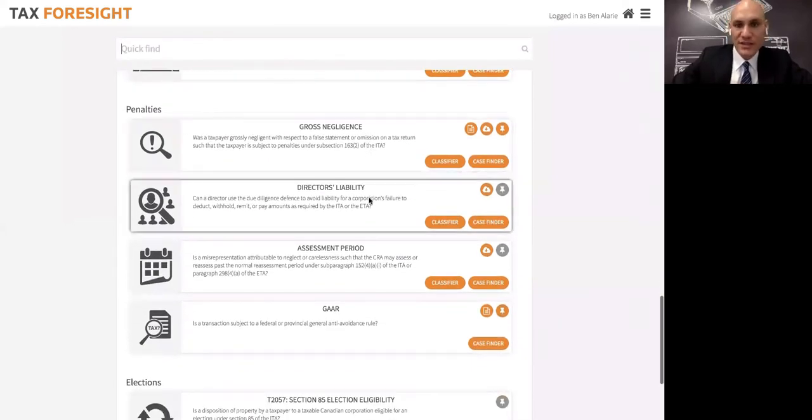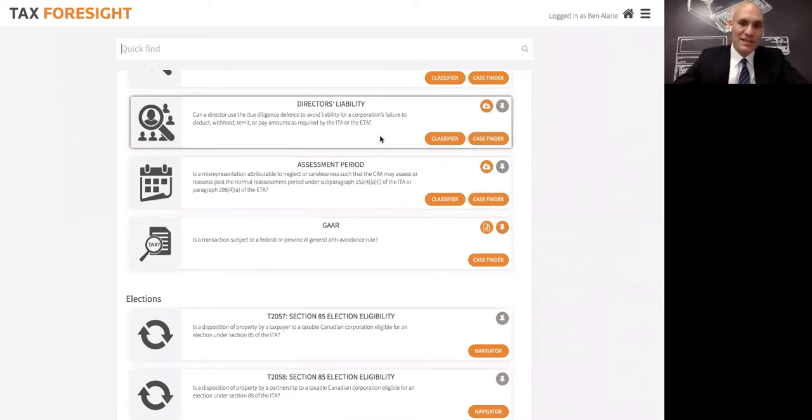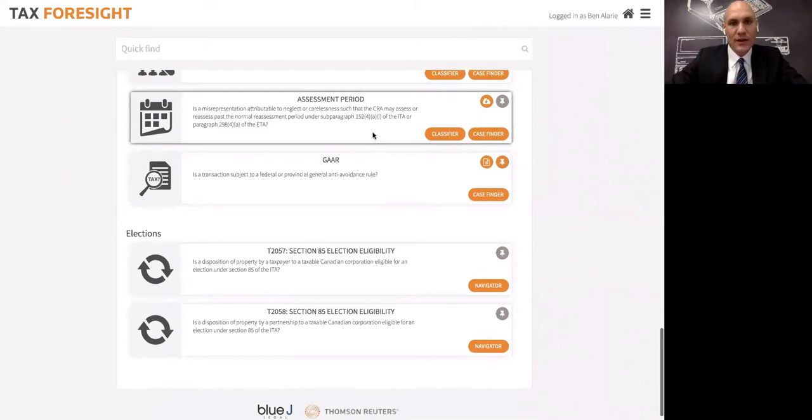We've talked about gross negligence. Director's liability and the assessment period do the same thing as the other classifiers. Director's liability basically asks, can you look through the company and find the directors personally liable for failure to pay amounts required by the Income Tax Act or the Excise Tax Act? The assessment period operates similarly to the gross negligence classifier. Can the assessment period be extended by the CRA on account of misrepresentation on the part of the taxpayer? This classifier and case finder will help you figure that out.